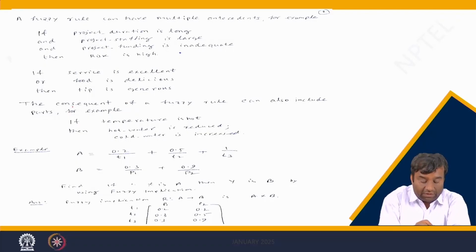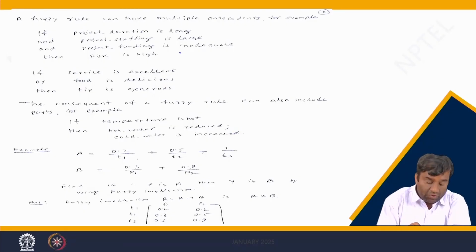The consequent of a fuzzy rule can also include multiple parts. For example, if temperature is hot, then hot water is reduced and cold water is increased. So here the consequent has more than one part.